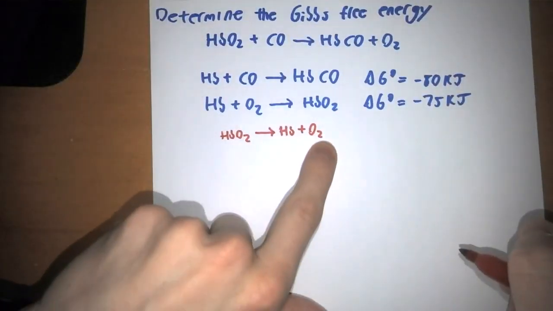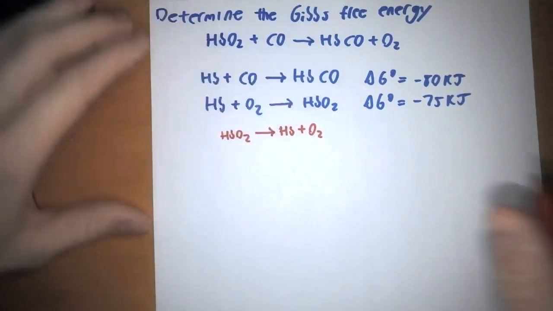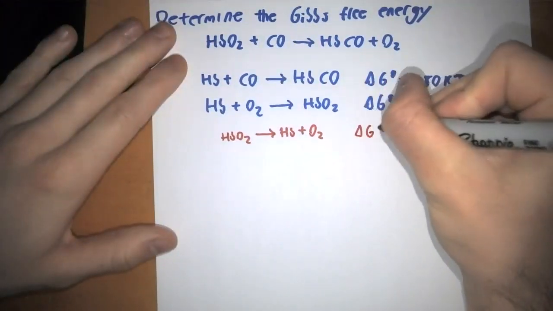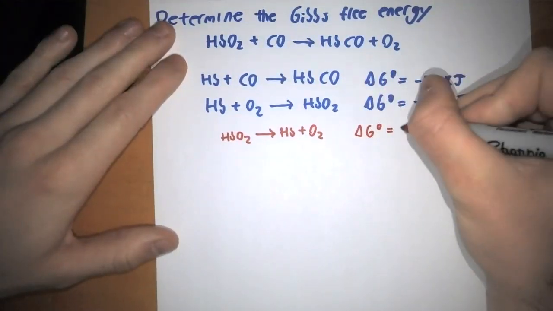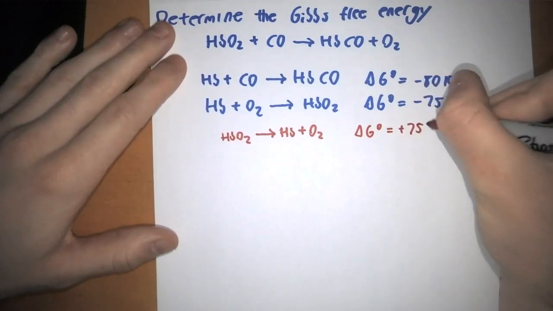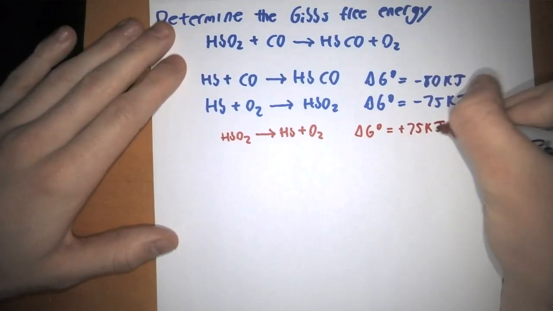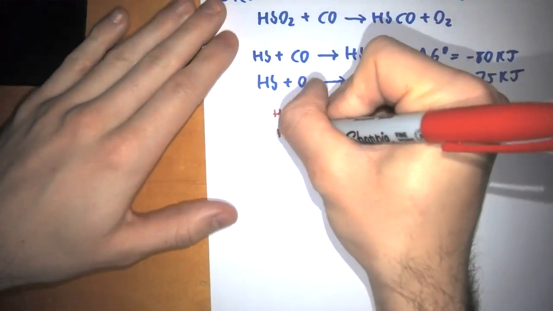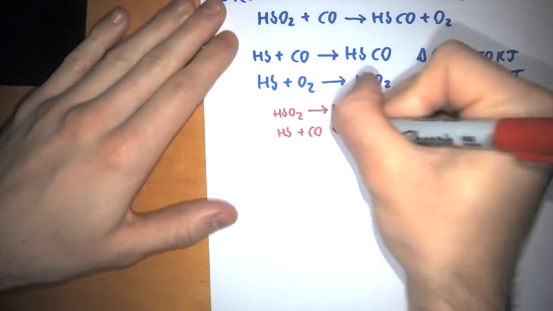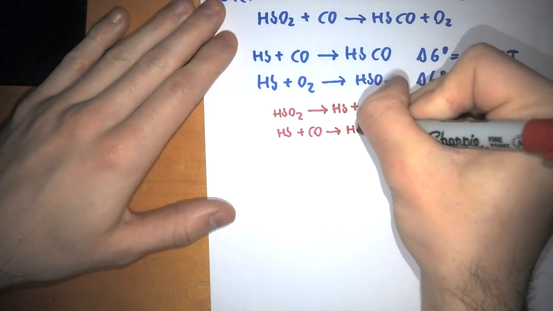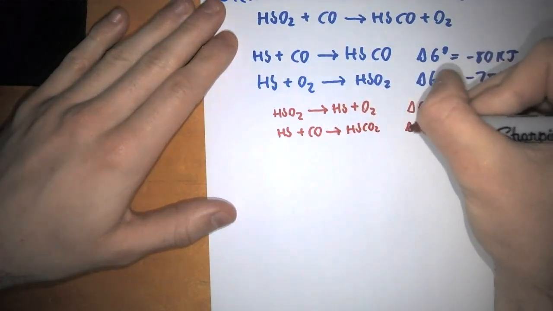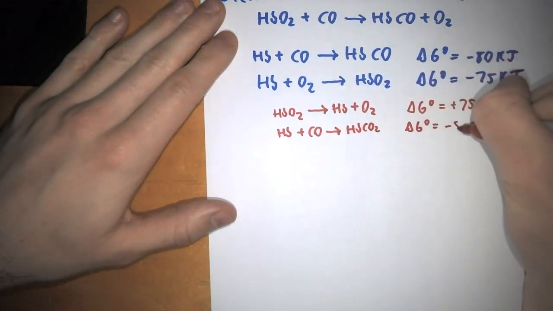And if we flip the reaction, what happens to the sign of the delta G? Whenever you flip it, it's just like K back in Hess's law. This becomes a positive 75 kilojoules. And I didn't change the first reaction, so I'm going to go ahead and write it below. And the delta G for this obviously won't change because we didn't do anything to the reaction.